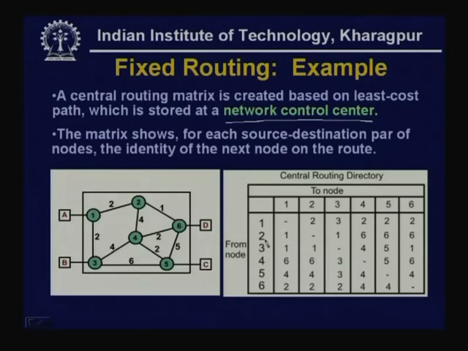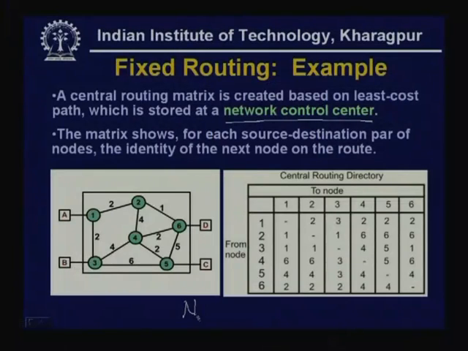For example, if the destination is say 3, then from 1 it has to be forwarded directly to 3, because it is directly connected. On the other hand, if it is 4, then it has to be forwarded to 2, and after that where it will go can be obtained as we shall see later. So, in this way, such a big routing directory has to be stored in the network control center.